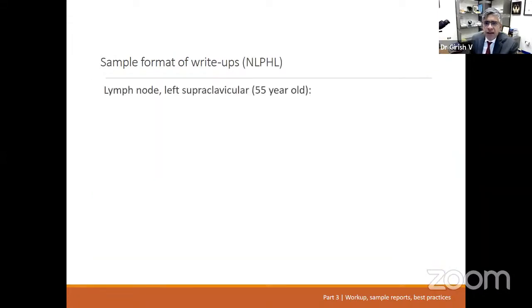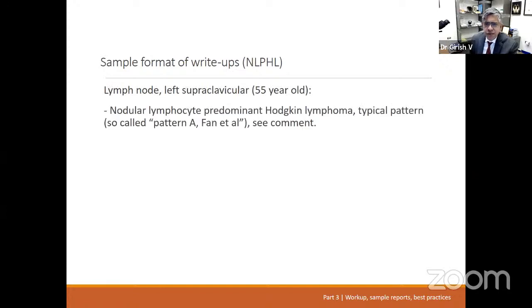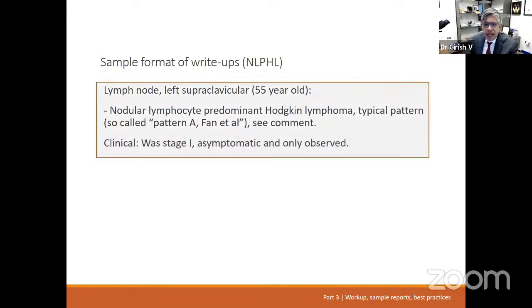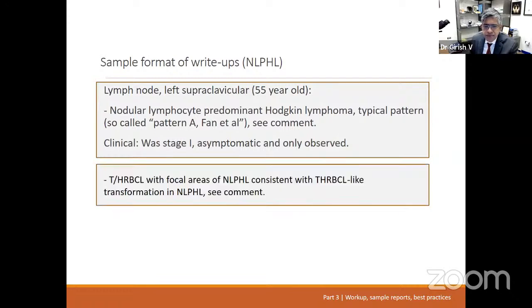And for nodular LP, these are some samples that I use. This is a nodular LP with the typical pattern A. So I will mention the patterns when I see it. And this patient was clinically stage 1. They did not treat. They just waited and watched. And the second one I'll use is T/HRBCL with focal areas of nodular LP, consistent with the THRLBCL-like transformation in nodular LP. So make sure that you look for all components, low grade and high grade, when you look at biopsies, because low grade will persist after therapy.